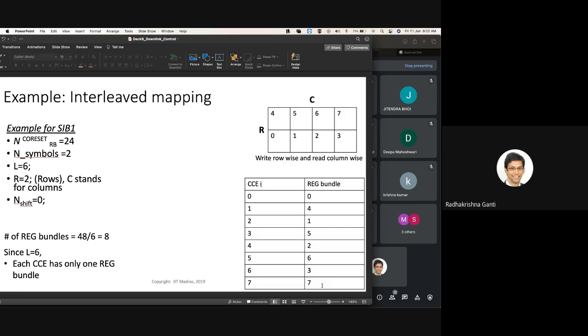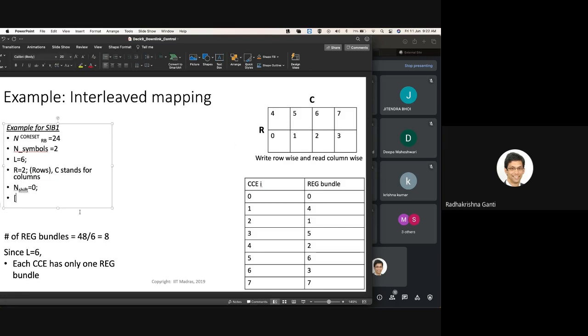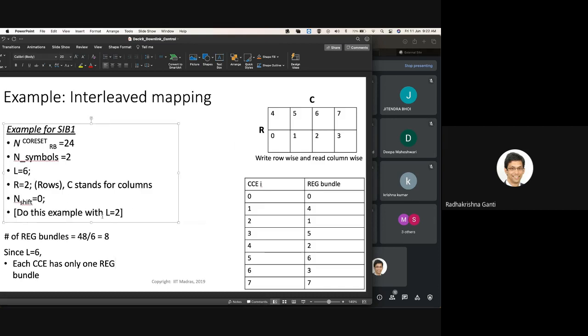But if you do this with the case where L is equal to 2, suppose I would want you to do this example with L equal to 2. What will change? The number of REGs in a REG bundle is equal to 2. So each CCE will have how many bundles?